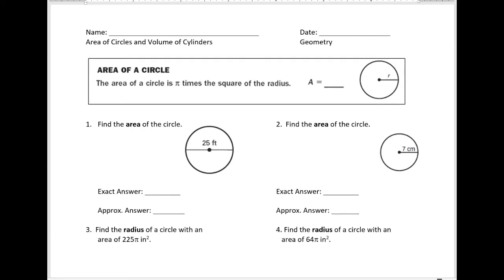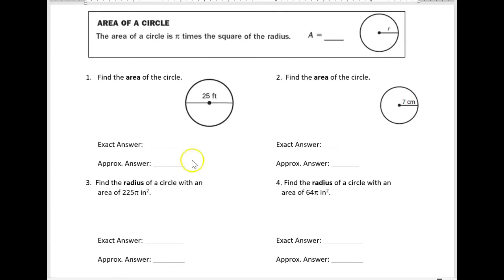Hi Geometry! So this is a video that's going to go over how to find the area of circles and the volume of cylinders. And so before we talk about volume, we need to figure out how to find the area of the base of a cylinder, which is a circle. And so the formula for area of a circle is area is equal to pi r squared.